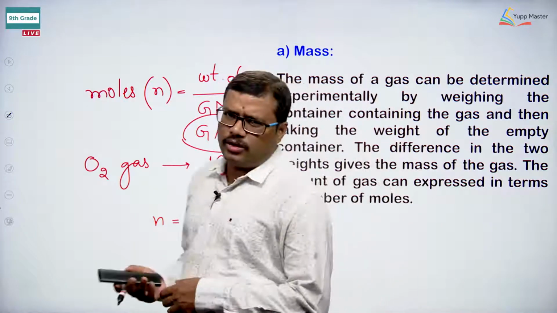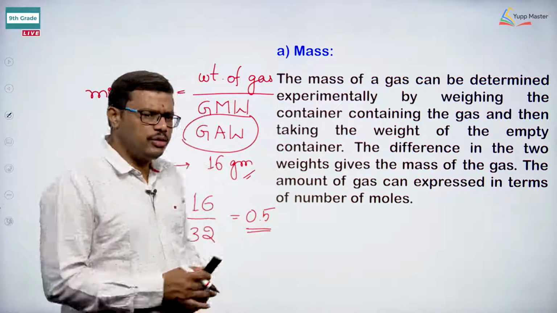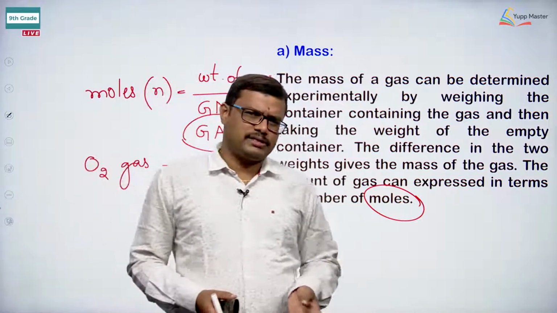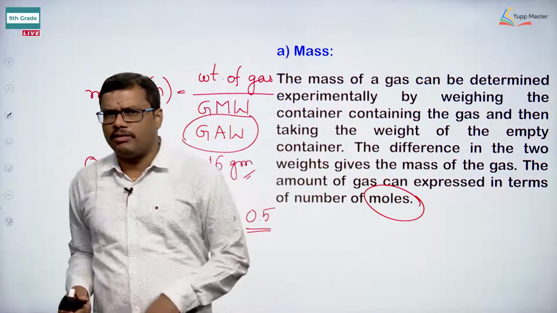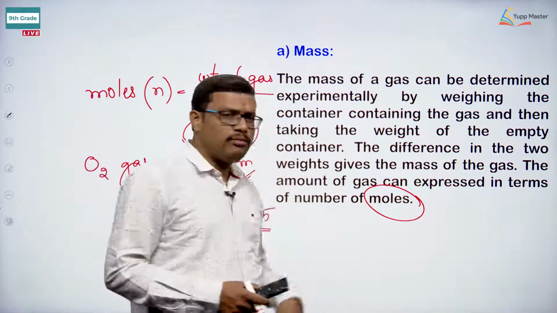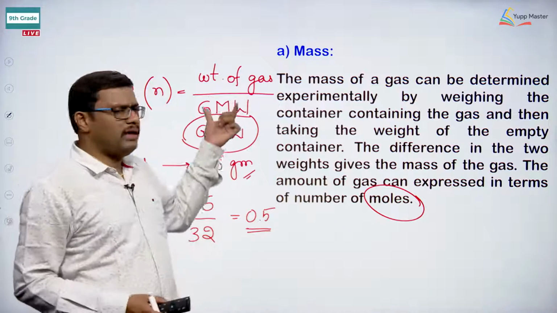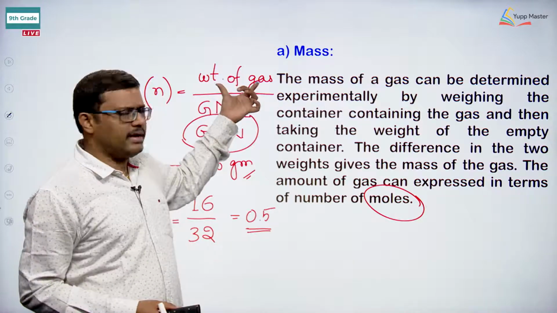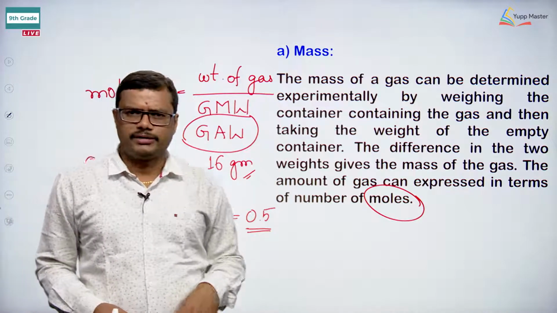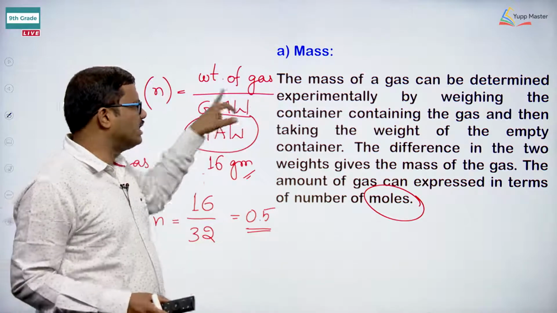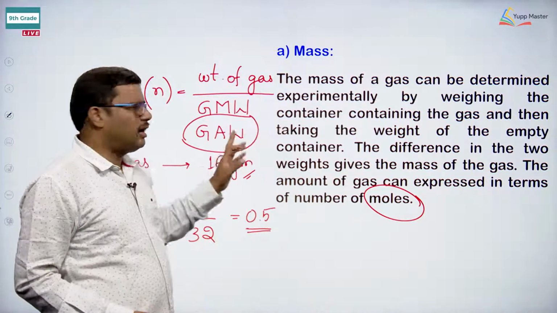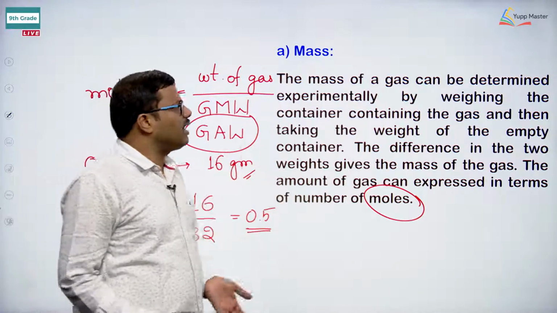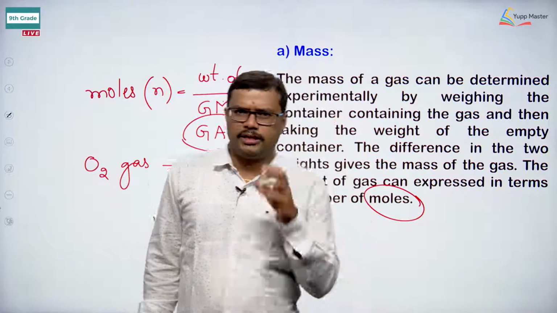So in order to determine the mass of a gas, we can also use the moles of a gas. In almost all chemical reactions, whether involving a solid, a liquid, or a gas, we always look for the number of moles. Moles is weight divided by gram molecular weight in the case of molecules. If it is an atom, then weight divided by gram atomic weight. Since we are using gas, I am writing directly the weight of the gas divided by the gram molecular weight of the gas, or gram atomic weight of the gas if we are taking noble gases. So the weight of a gas is generally determined with respect to the number of moles.